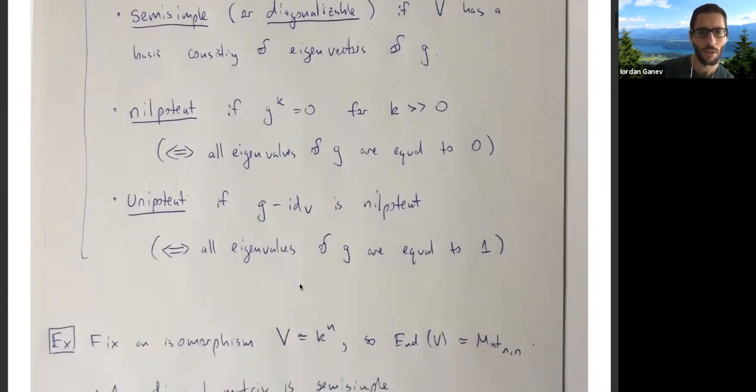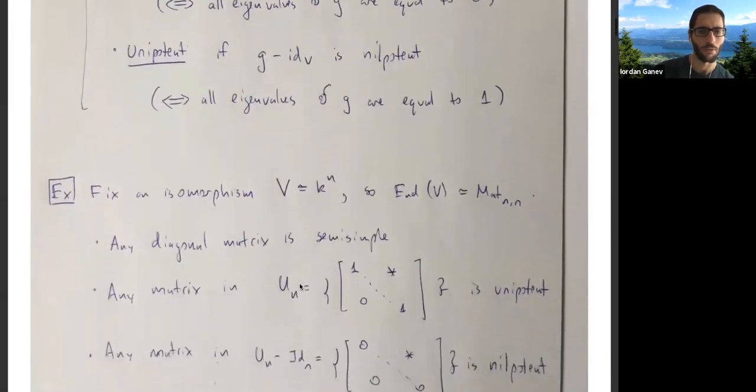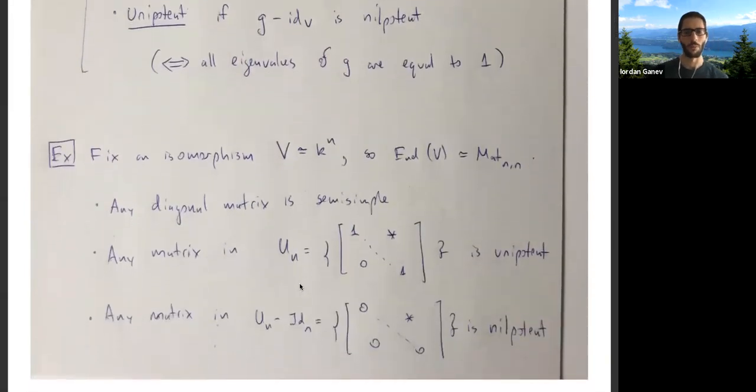Just to be a bit more concrete, what are examples of semi-simple, unipotent and nilpotent endomorphisms? Let's pick a basis for V, in other words, an isomorphism to k^n. Then endomorphisms are just n by n matrices, and any diagonal matrix is semi-simple. That's clear. Any matrix that's upper triangular with ones along the diagonal is unipotent. That's also clear, but I guess maybe the order of these should be reversed.